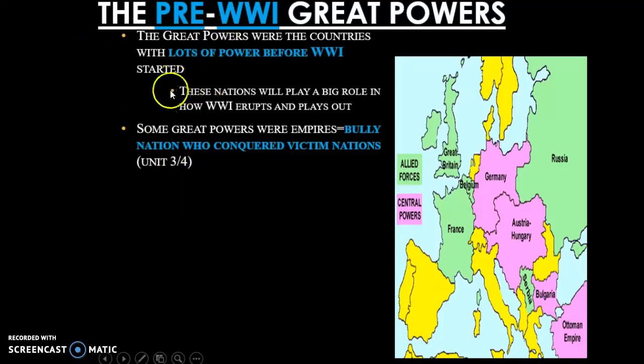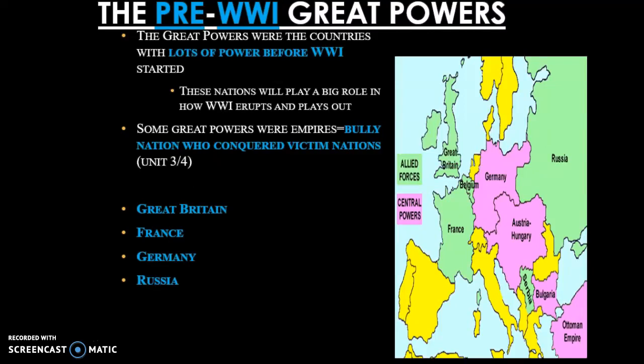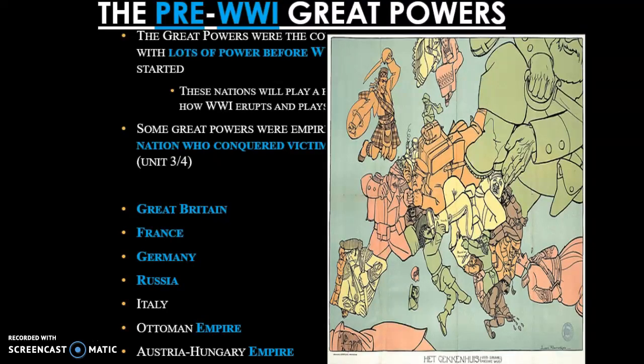and also how we're going back and talking about Unit 4, which is imperialism, the act of bullying. Let's go ahead and list out some of the bully countries and some of the great power countries that we're going to be talking about today. If we take a look, we can see here in this map all of the European countries.